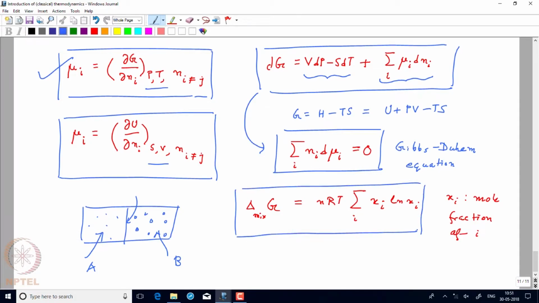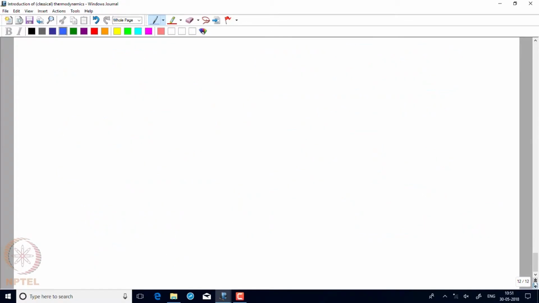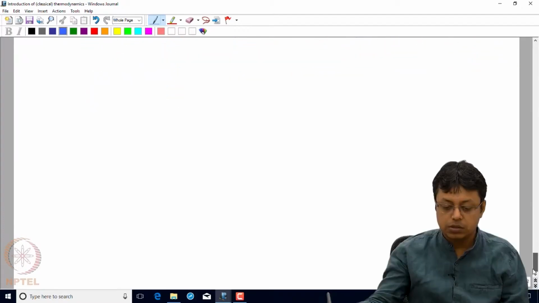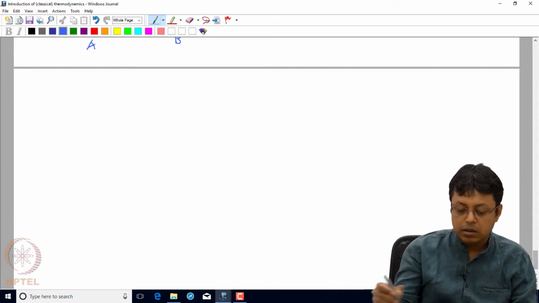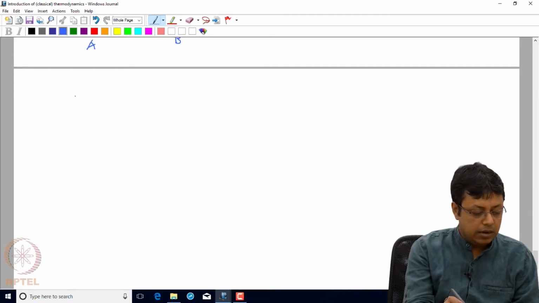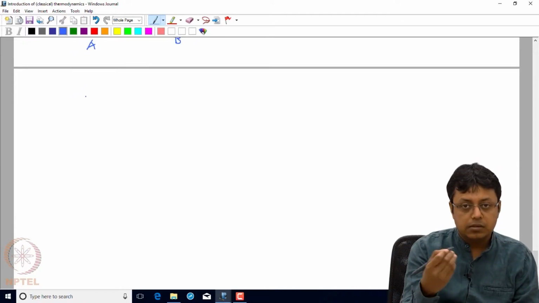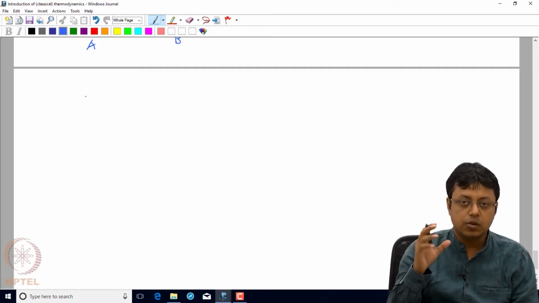Now moving on, we talked about mixing, and the next thing we always emphasize is the thermodynamics of solution. When you talk about a solution, we have basically two constituents, a solute and a solvent. So the question here is: suppose I have a solvent to begin with and I am slowly adding a solute into it.